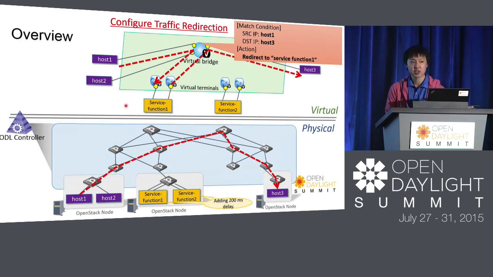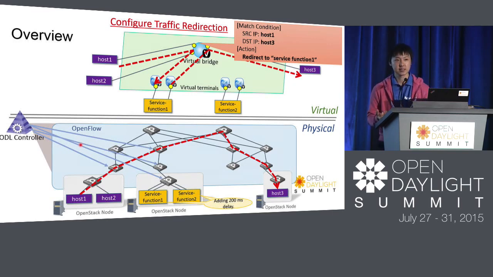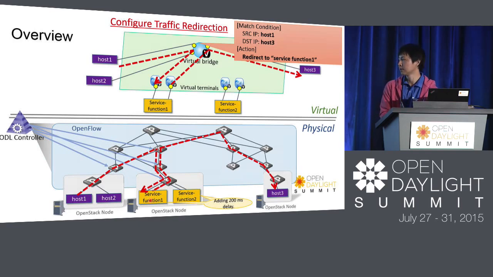Receiving this configuration, VTN manager running in OpenDaylight controller automatically sends OpenFlow messages and updates flow entries in these switches. So packets from host 1 are really forwarded to service function 1 and to host 3. At this time, this service function is adding 200 milliseconds delay, so we can see that the communication from host 1 to host 3 really goes through this service function.